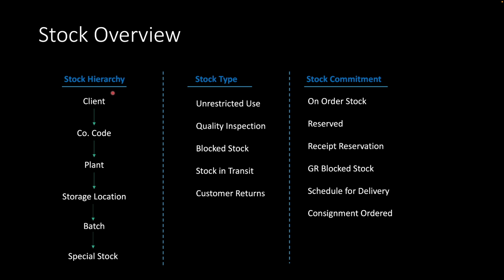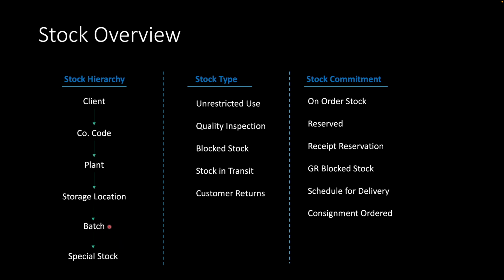Now what is the stock hierarchy? As we have seen in our organization structure video, for MM the organization structure is aligned as you have a client, then a company code, then a plant and the storage location. So to maintain the inventory, you at least have a storage location. But when we talk about the stock hierarchy, we have two more levels. One is the batch and then you have special stock.